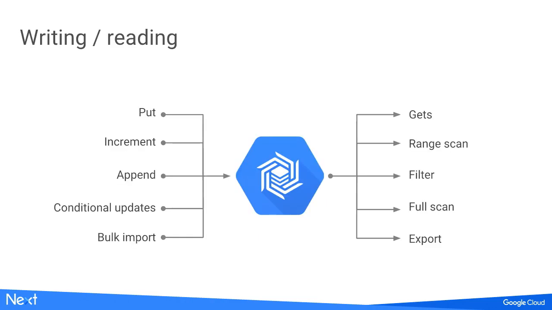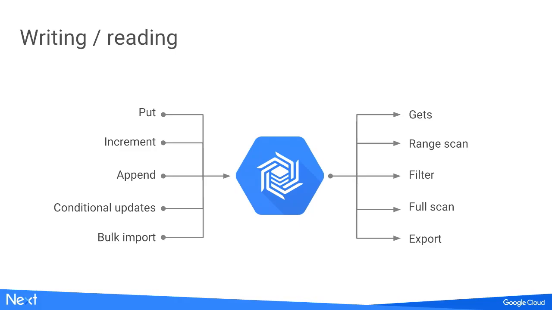So what are the operations? In terms of getting data in, you can do a put, a canonical put, which is putting one. You can increment, so whatever the value is, that happens on the server side. Append, where if you just want to canonically append something. You can do conditional updates: if the value is X, then only if the value is X, I want to do Y. And then bulk import, by using some sort of MapReduce process or data flow.